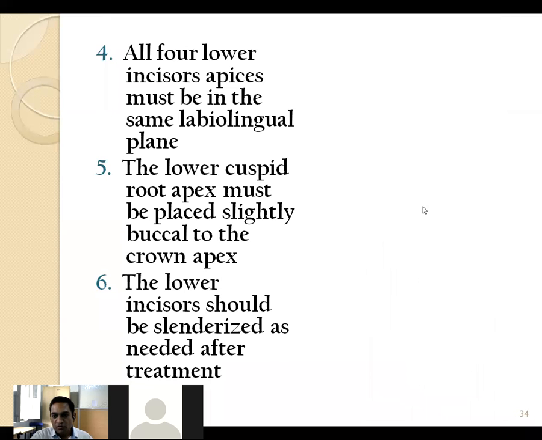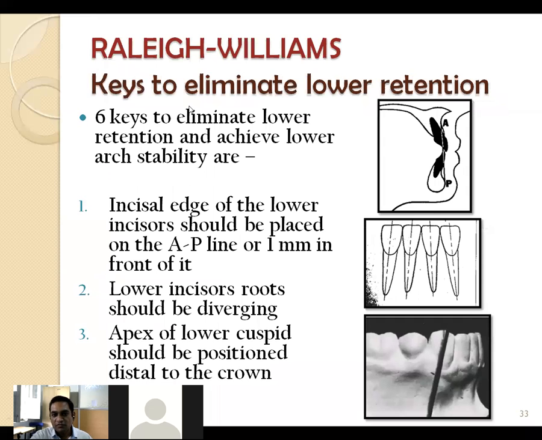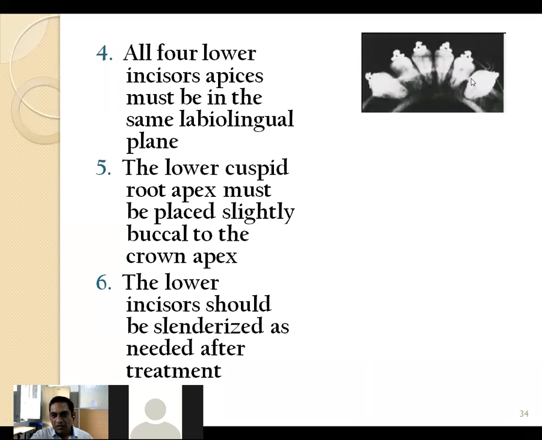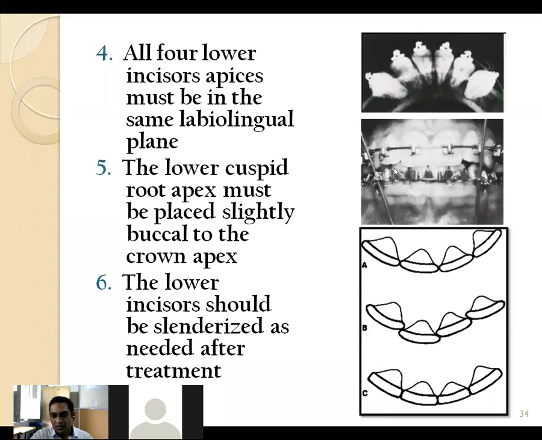After the correction of the crowding, we have to see the root inclination and lower incisor inclination, especially the canine, and the lower incisor stripping. These things have to be done before debonding the case.